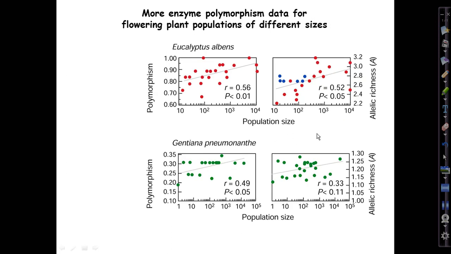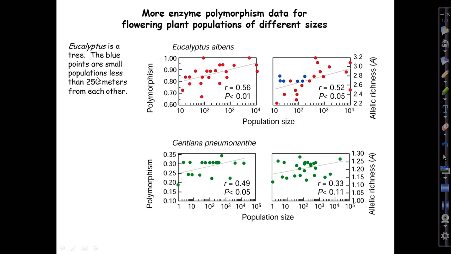And it's true for all 4 species. The relationship is positive and significant in almost every case. It's always positive and significant in most cases for both polymorphism and allelic richness, that as the estimated size of the local populations gets larger, there's more polymorphism, that is a larger fraction of polymorphic loci, and the average number of alleles per locus also goes up. Eucalyptus is the one that's a tree.